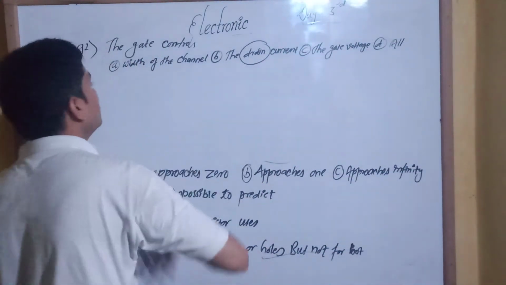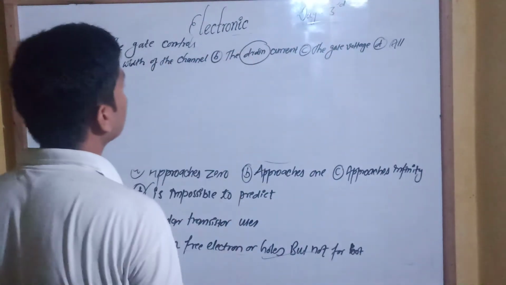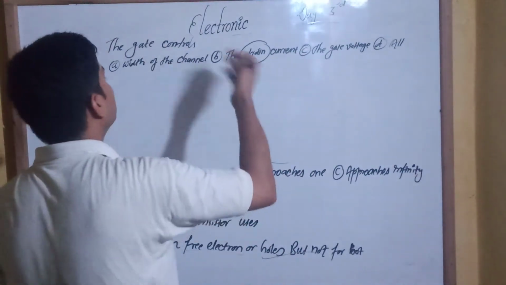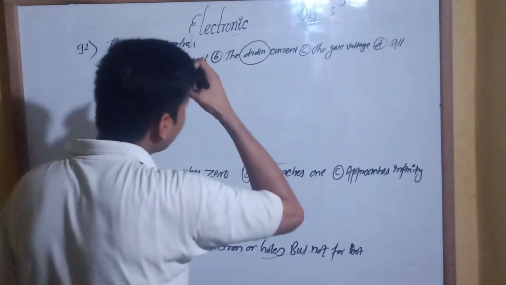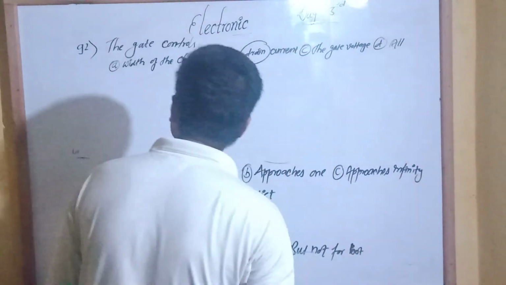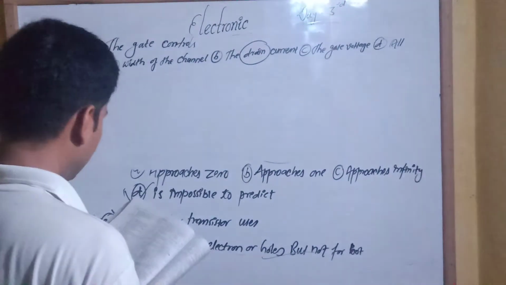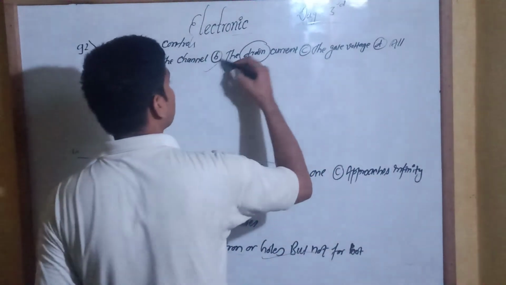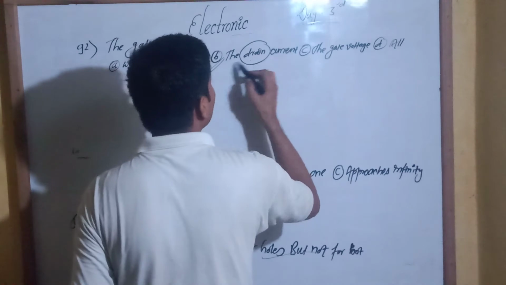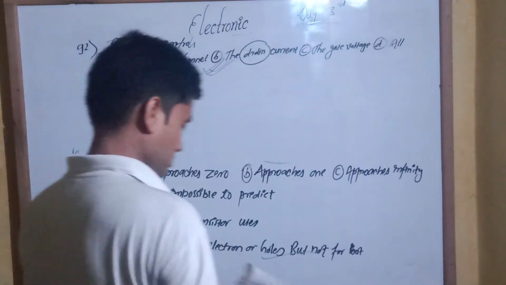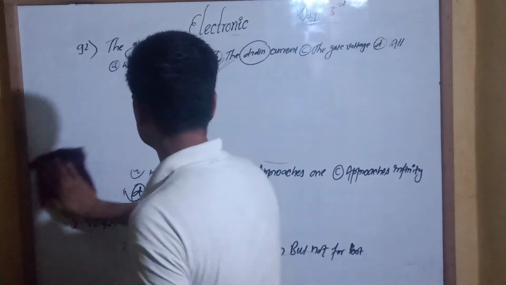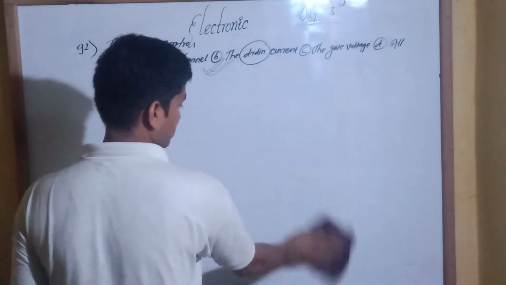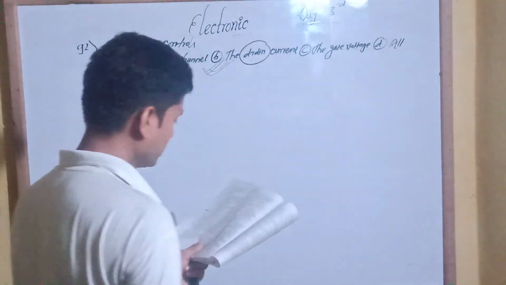Which is the correct option of the given question? Try to solve it yourself. The gate controls the width of the channel, the drain current, the gate voltage, or all. Its right answer is the drain current. The gate controls our drain current. Yes, similar. Next question.